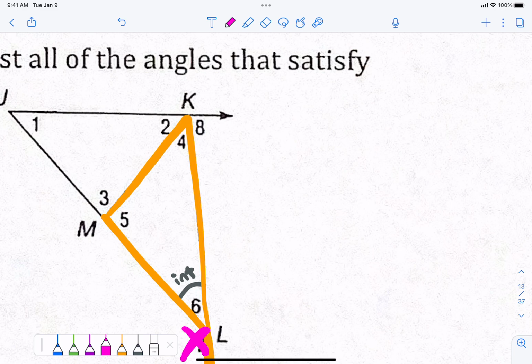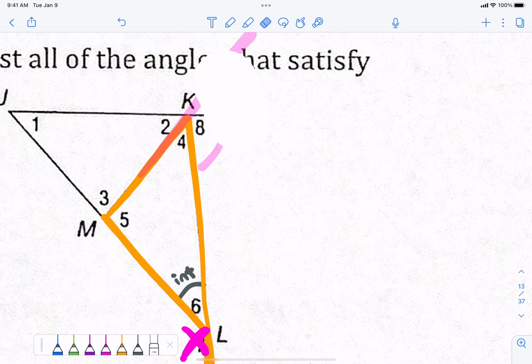Everybody take a look at number 8. You see number 8 right here? In order to be an exterior angle, it has to be an extension of one of the sides. That's an exterior angle. 8 is only from here to here. 8 is only this guy right here. So no, 8 is not.